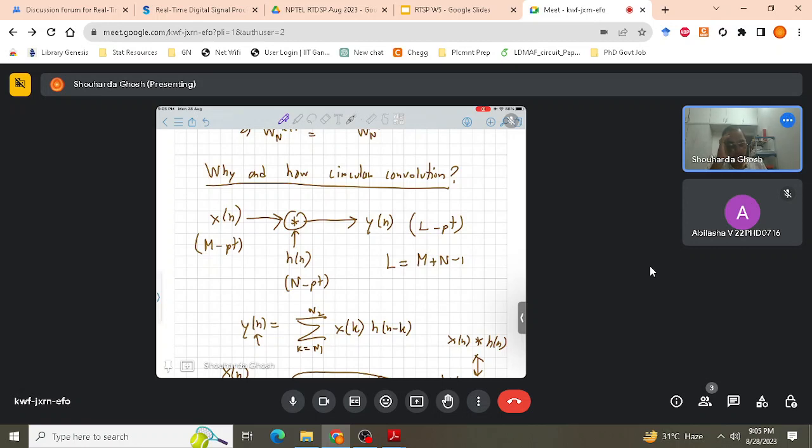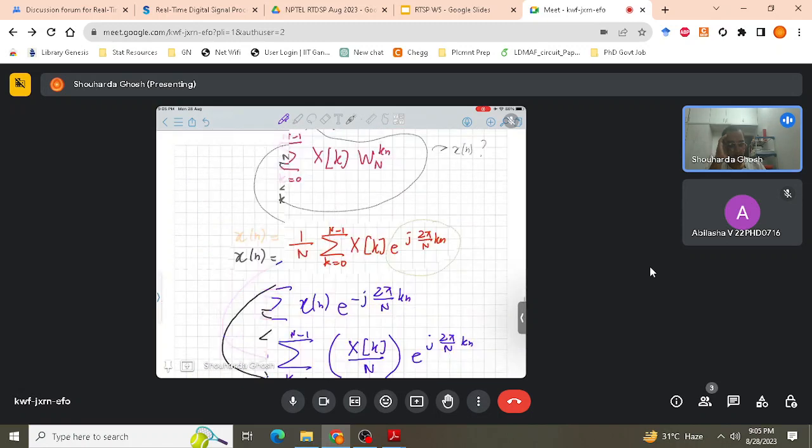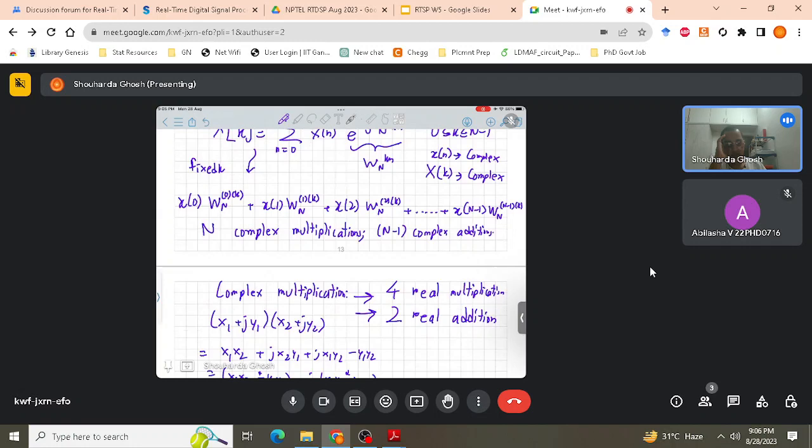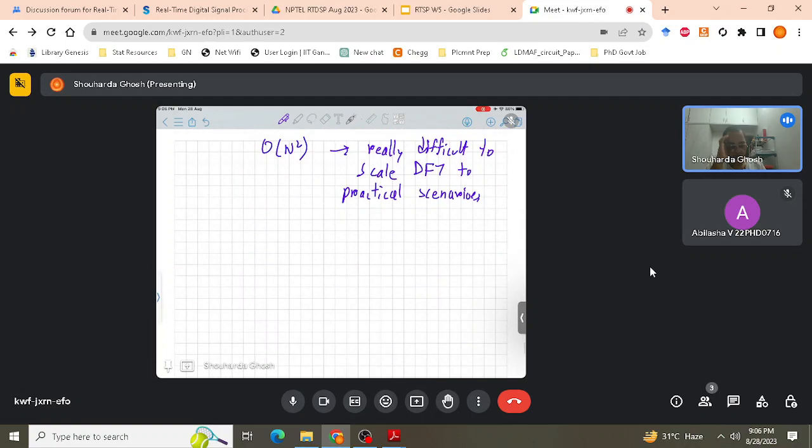Now based on that, I may have some very small h of n, but then I may have to zeropad it to such an extent that the length gets in the order of 1000. We often have 1024 point sequences to deal with at every batch of time. Now when you try to do that, you can identify 1024 squared, that's almost 10 to the power 6, something like a million multiplications per sample. Okay, so that's really dangerous.